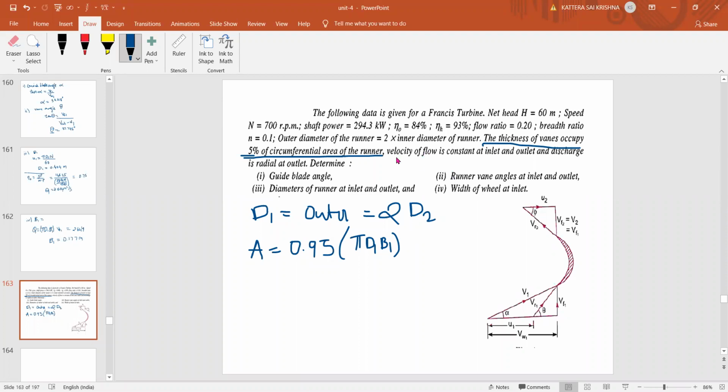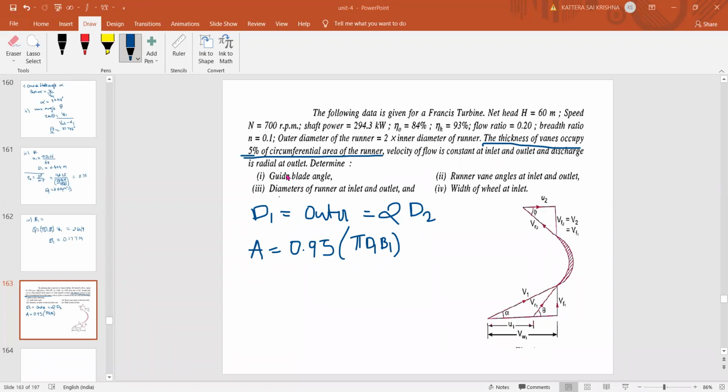Next, what he gave? Velocity of the flow is constant at inlet and outlet, and discharge is radial at outlet. Radial at outlet means beta is 90 degrees, and one more condition is that velocity of flow, Vf1, is constant at both inlet and outlet. So Vf1 equal to Vf2.